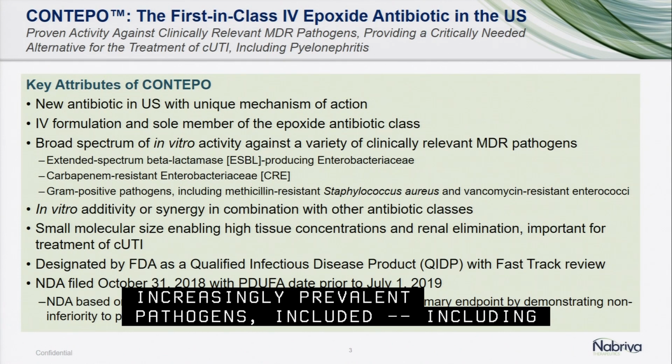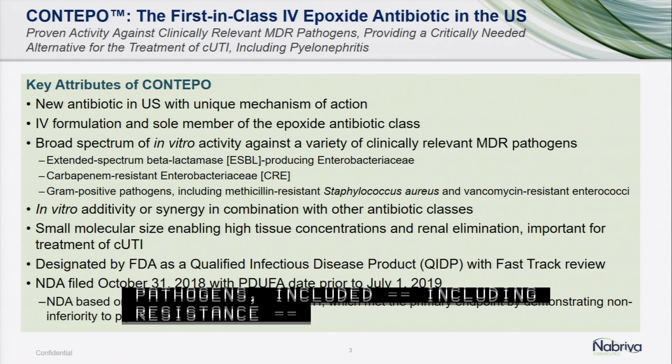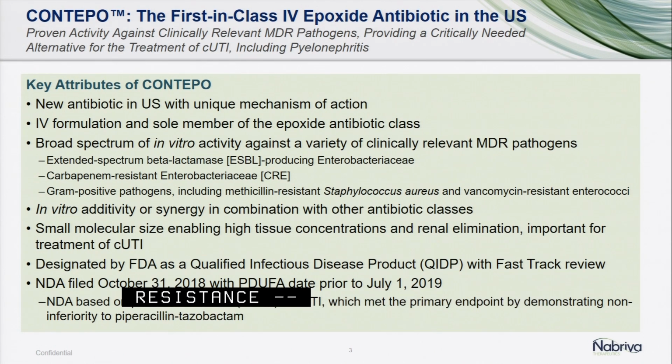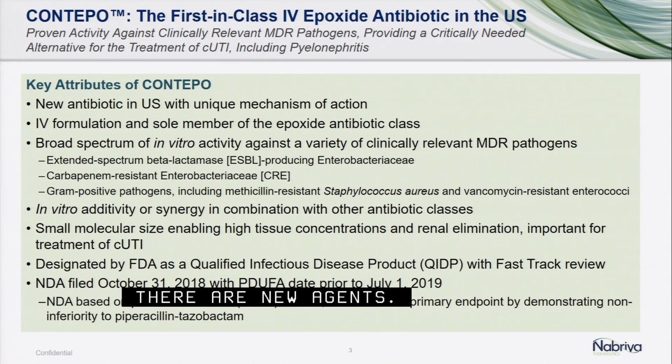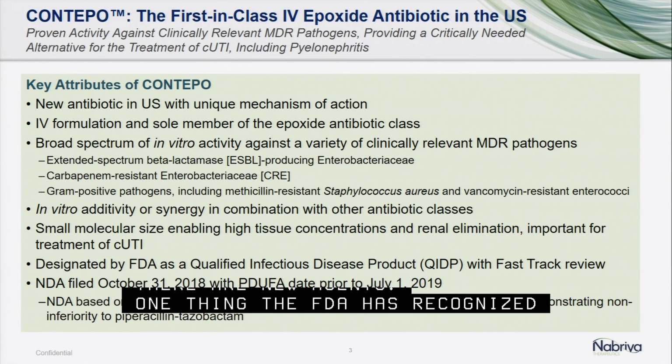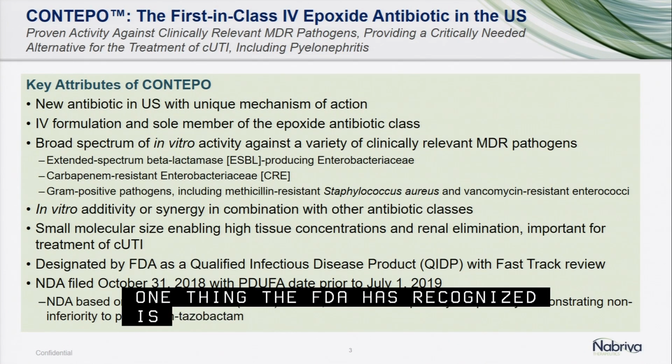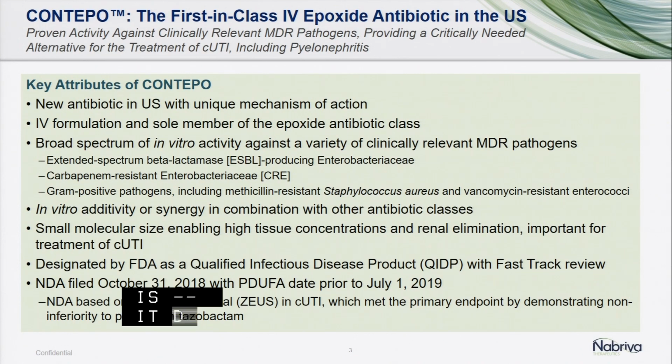In an era of increased MDR pathogens, new agents are needed. And one way that the FDA has recognized this need is by designating Contipo with a qualified infectious disease product designation or QIDP status with fast track review. Again, it has been filed with the FDA, and its PDUFA date is April 30th.